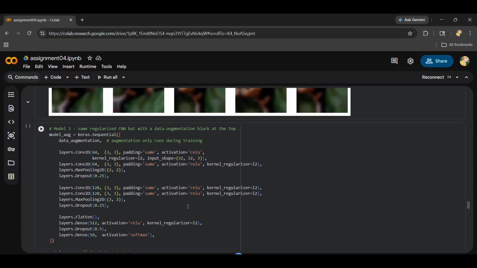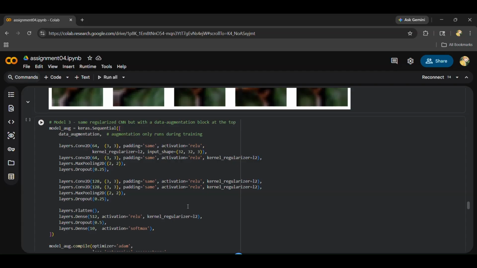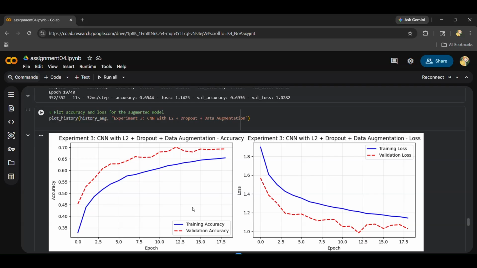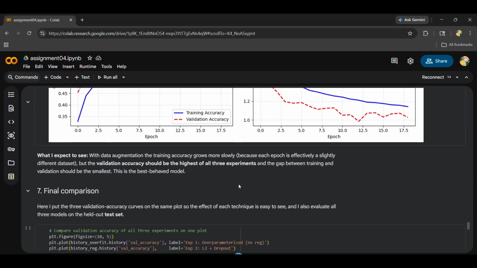I combined data augmentation with L2 and dropout from experiment 2, and I also added early stopping with a patience of 6 epochs, so training stops automatically if the validation loss stops improving. So here's the experiment 3 graph. This is the best behaved model. The training and validation curves are really close to each other, so almost no overfitting, and the validation accuracy is the highest of all three experiments.